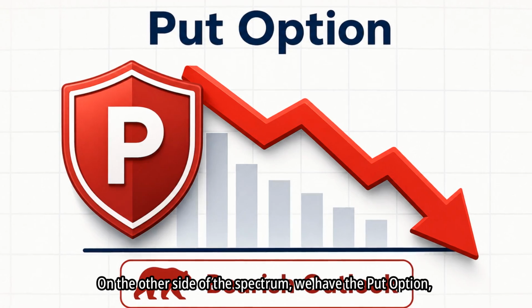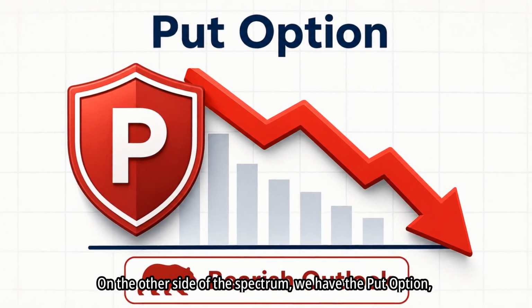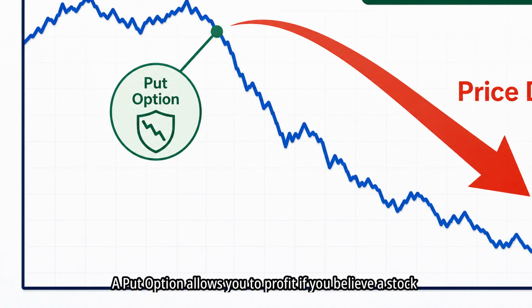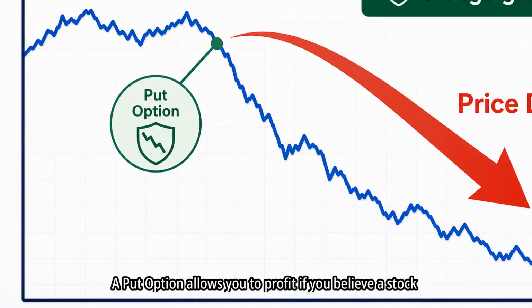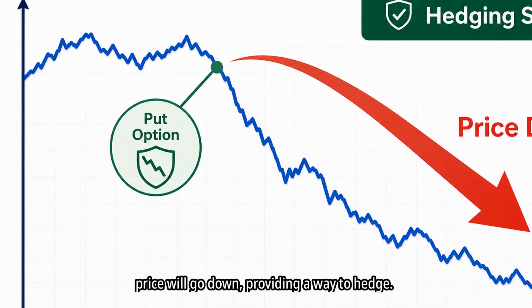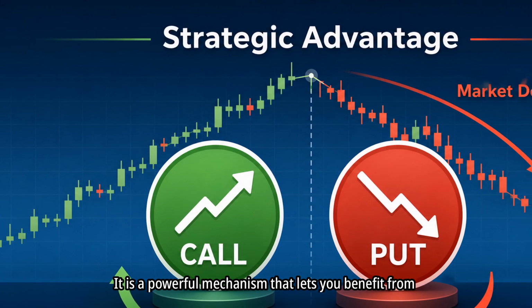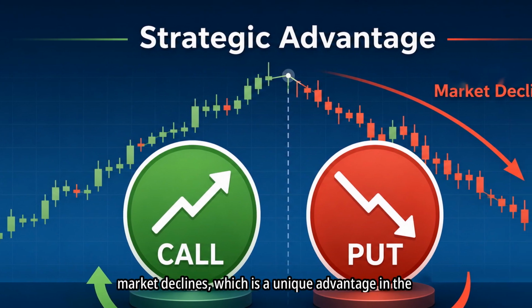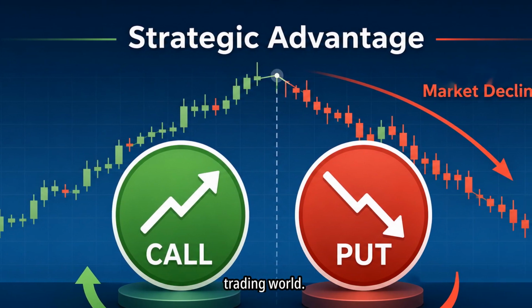the growth. On the other side of the spectrum, we have the put option, which is the exact opposite of a standard call. A put option allows you to profit if you believe a stock price will go down, providing a way to hedge. It is a powerful mechanism that lets you benefit from market declines, which is a unique advantage in the trading world.